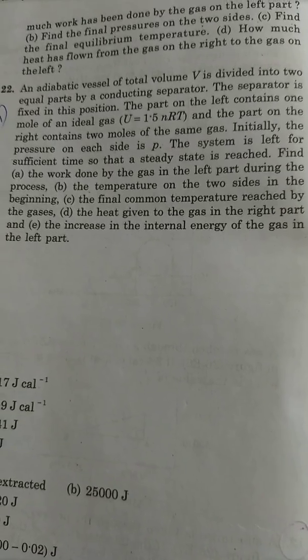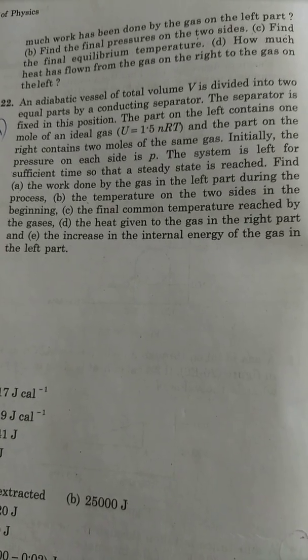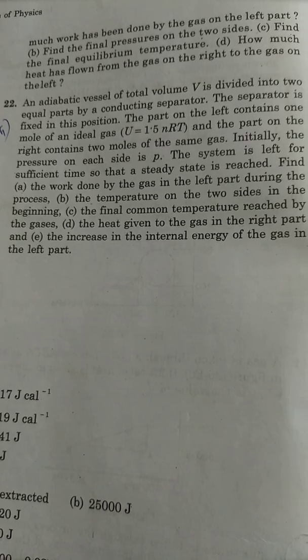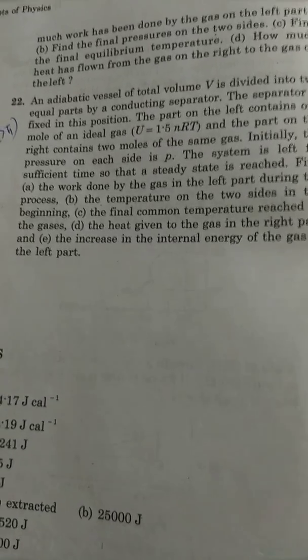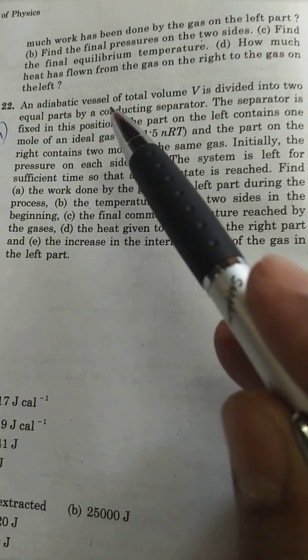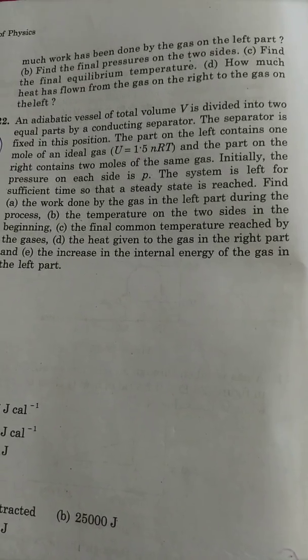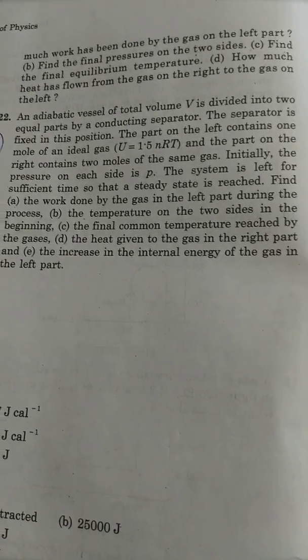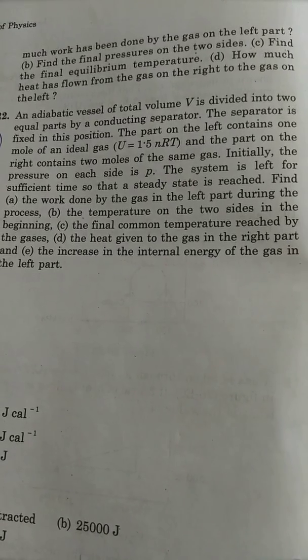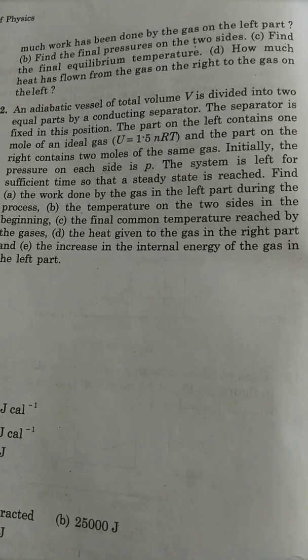AC Verma, chapter thermodynamics, question number 22, page number 64. An adiabatic vessel of total volume V is divided into two equal parts by a conducting separator. The separator is fixed in this position.